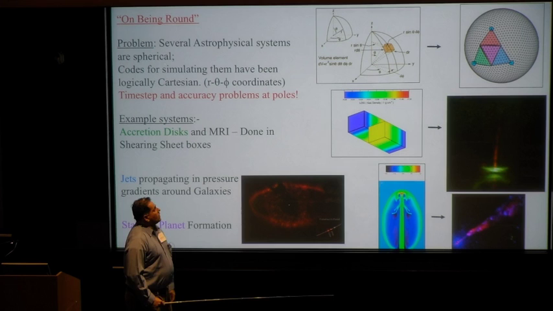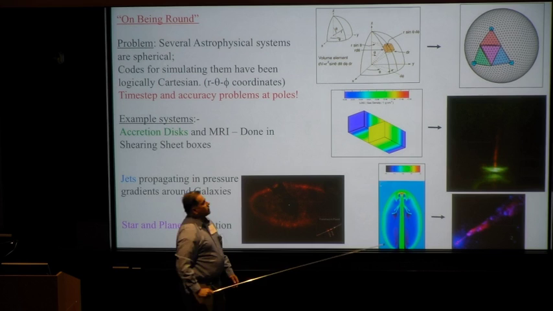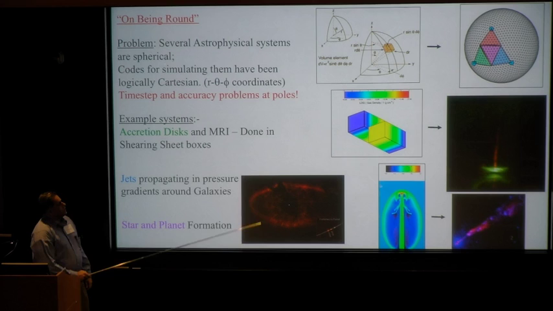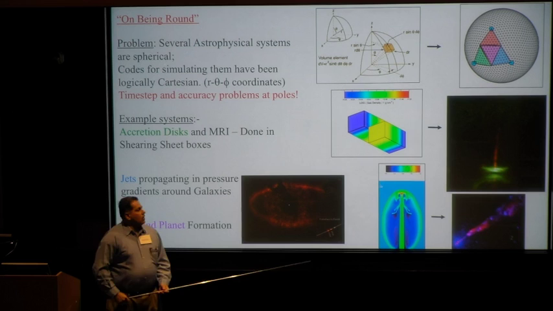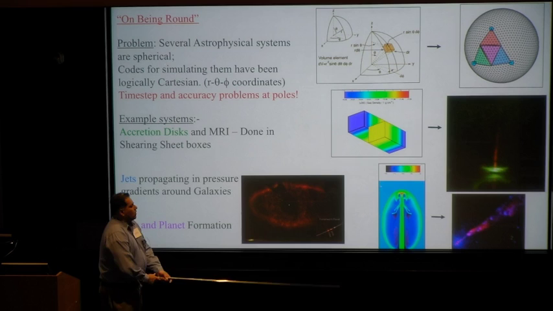So what we would like to do is, instead of working with r theta phi type meshes, go to something which covers the sphere much more uniformly and do simulations in situations like this. This is a much more isotropic covering of the sphere. And if we can do that, we can overcome several important issues. Namely, we can do things like global MRI simulations on disks that scale with the radius. We could simulate problems where jets interact with pressure gradients in the galactic halo. We could do problems in star and planet formation.